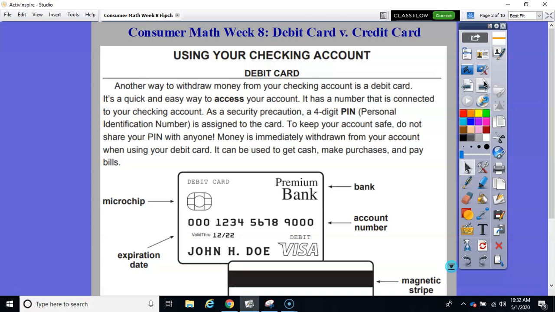You will pick out that PIN, make it something easy to remember. To keep your account safe, do not share your PIN with anyone. Money is immediately withdrawn from your account when using the debit card. It can be used to get cash, make purchases, and to pay your bills.